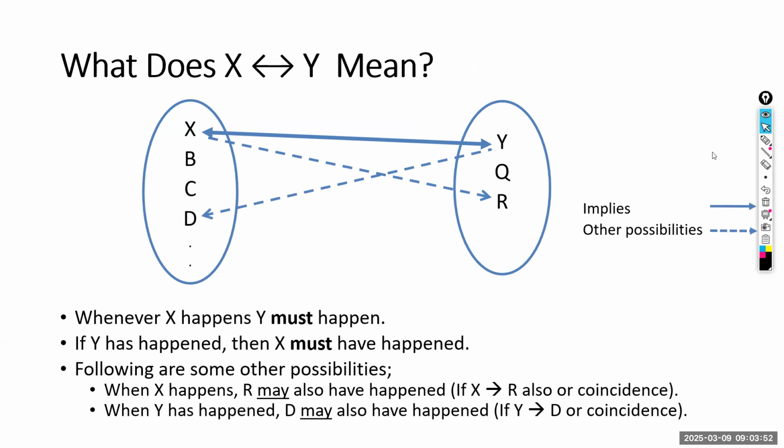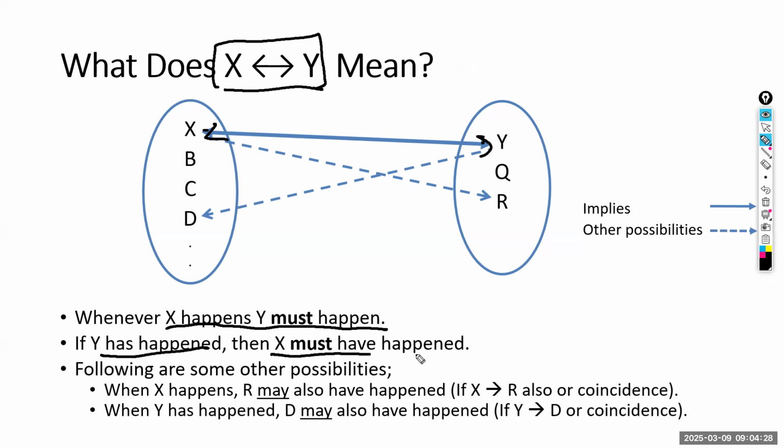What does x if and only if y mean? X if and only if y means whenever x happens, y happens. And whenever y happens, x happens. Then you can put arrows on both sides. Whenever x happens, y happens. Whenever y happens, x happens. Okay. So whenever x happens, y must happen. And if y has happened, then x must have happened also. Because if and only if, by condition.